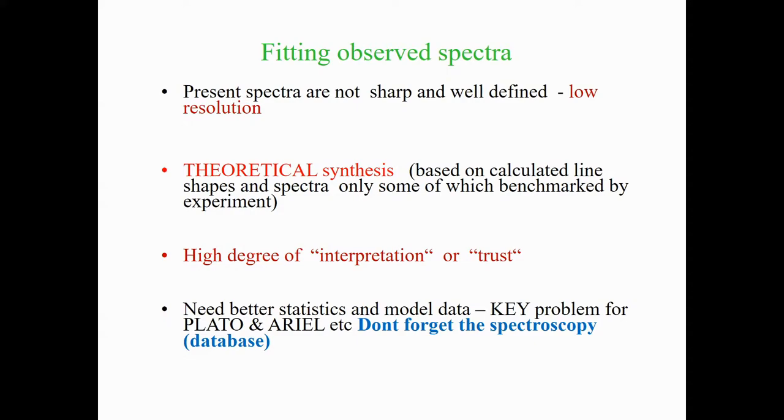Measuring the spectra of water, for example, might seem obvious. But if you actually have to calculate from first principles, quantum mechanics and DFT type calculations, the spectra of water, it's huge data. And therefore, there's a high degree of interpretation or trust. You need better statistics and you need better benchmarking.